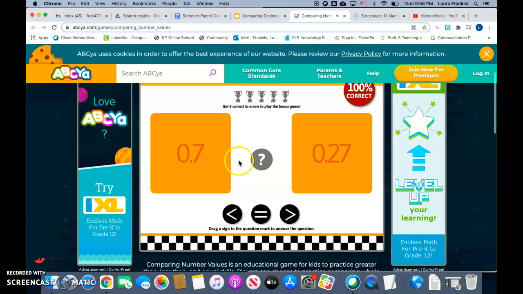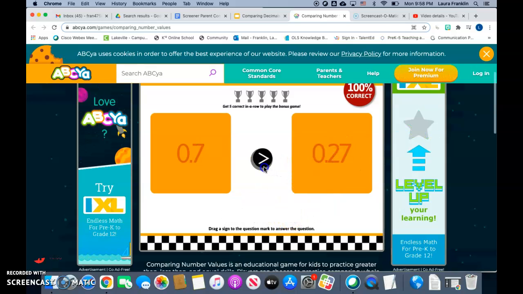Looking at our ones place, we have 0 in our ones. Next, we look at our tenths place. We have 7/10 or 2/10. 7 is greater than 2. We can say 7/10 is greater than 27/100.